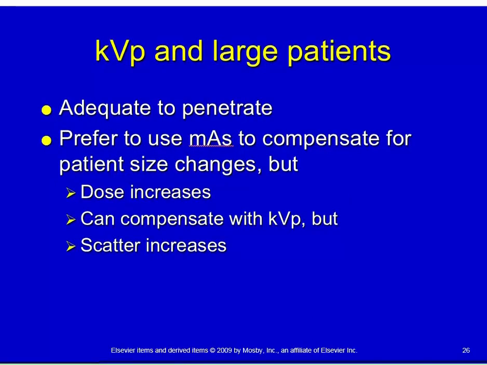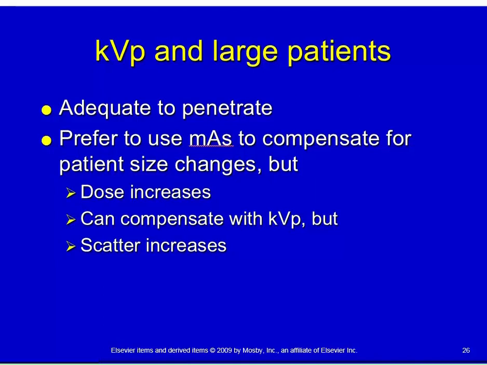So kVp in large patients, we need enough kVp to penetrate, and then we want to use mass to compensate. But the downside to using mass to compensate is that the patient dose is going to increase pretty dramatically. So we can compensate with kVp, but think about what kind of tissue we're adding whenever we have large patients. It's primarily going to be soft tissue.